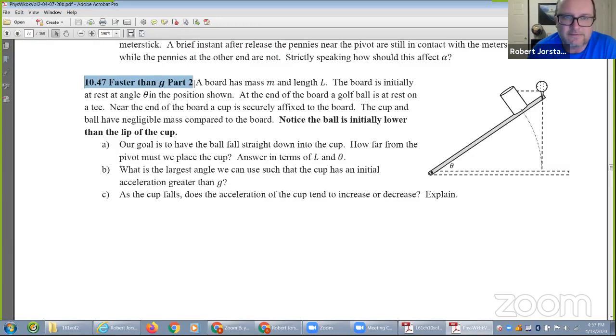Anyways, this is a variation on the previous one. And this is a good problem because you're forced to deal with the angles.